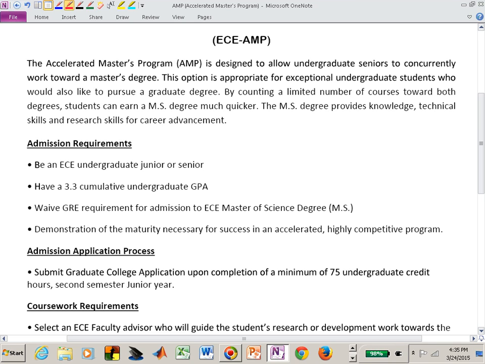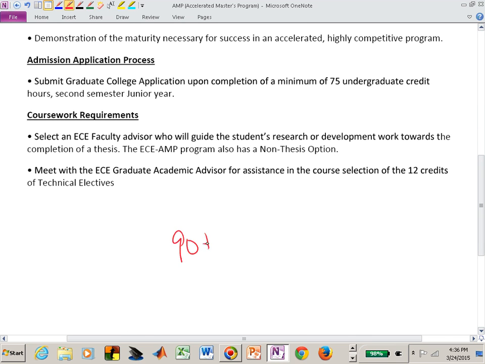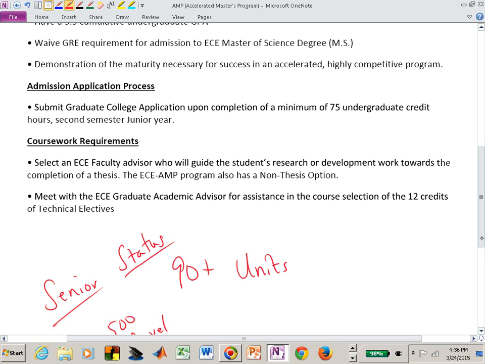You can't start taking classes until you are officially a senior by units, and that's if you have 90 plus units. Is that right, Marissa? So you need to be senior status. That has to be in effect in order to take these 500 level courses, that you would take the 500 level version of these 400/500 so that you could now count that course both towards your bachelor's degree and your master's degree.